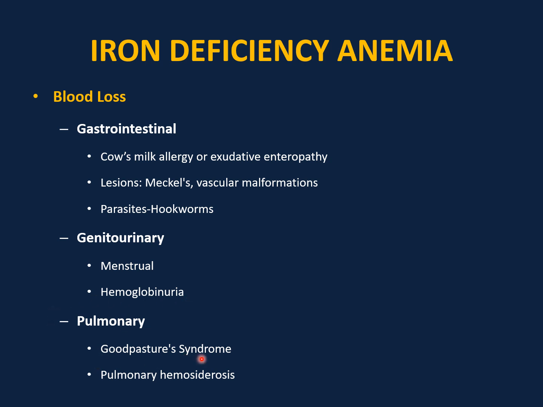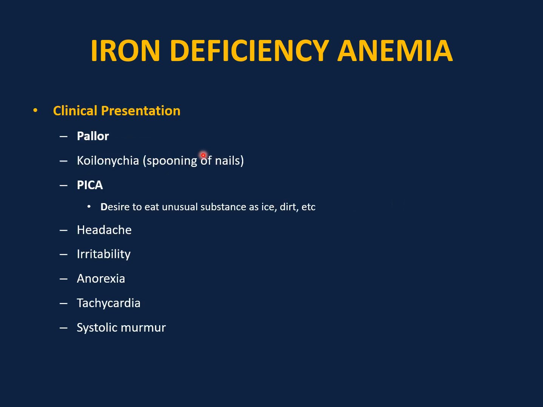Pulmonary causes: Goodpasture syndrome and pulmonary hemosiderosis should be suspected in a child with chronic cough and iron deficiency anemia. Clinical presentation of iron deficiency anemia: pallor, so the child will look pale. Koilonychia, which is spooning of the nails. Pica is very important, which is the desire to eat unusual substances like ice, dirt, etc. Headache, irritability, anorexia, tachycardia, and systolic murmur.